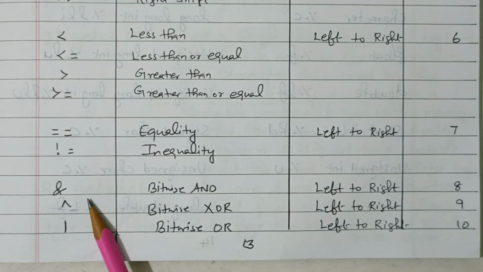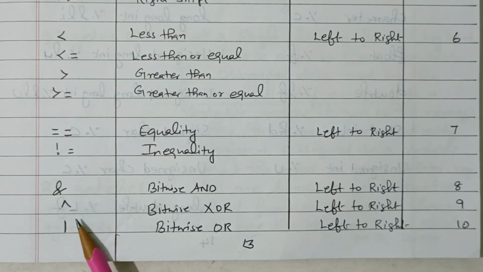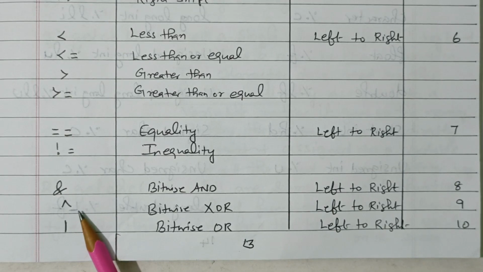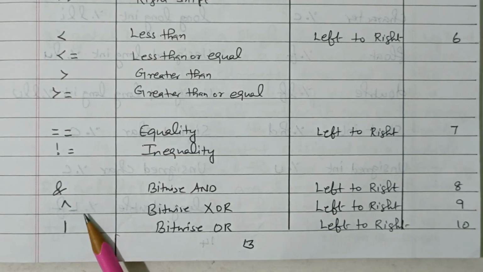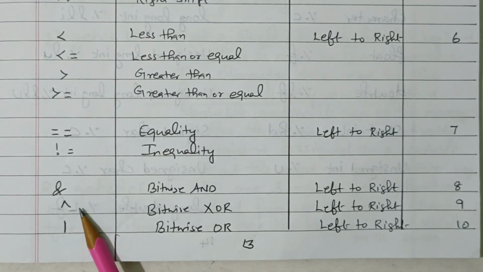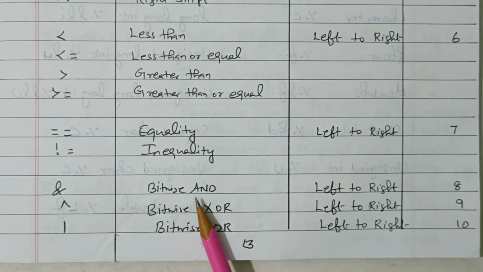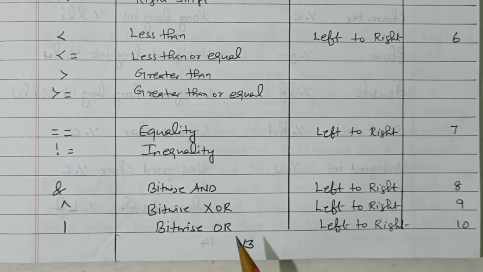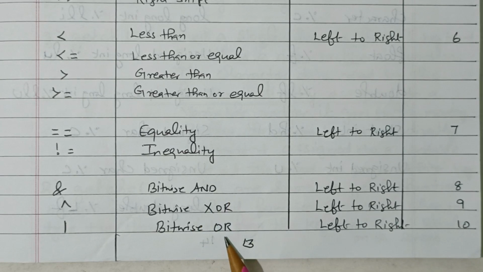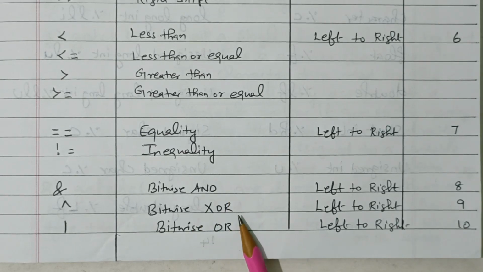Then bitwise logical operators. What we discussed earlier is the normal logical operator. This is the bitwise logical operator. Bitwise means it will be executed bit by bit. AND operator, OR operator, and XOR operator. We know that the AND operator means all the inputs must be high, then only will we get the high output. The OR operator means if any one input is high, you will get the high output. XOR means both the inputs should be different, then only will we get the high output.